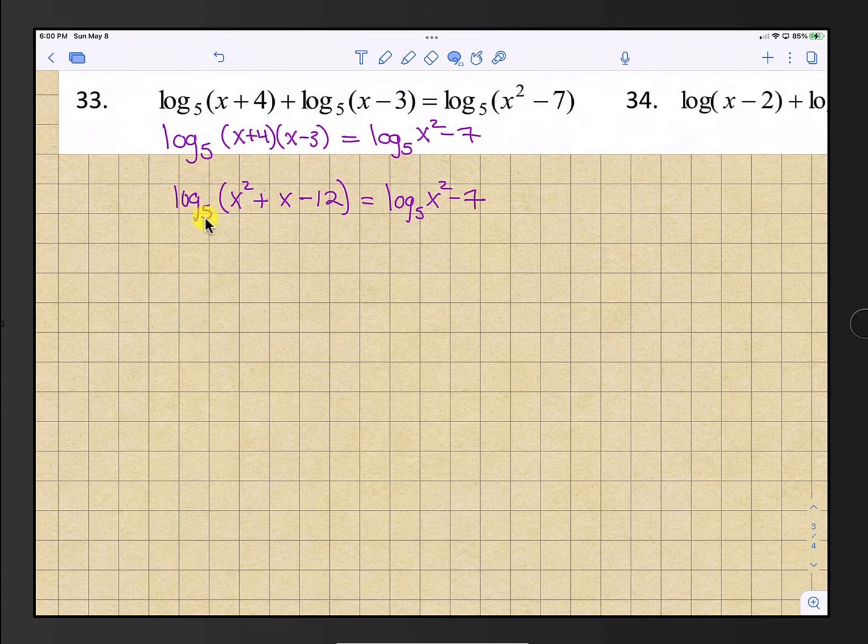Now we have log base 5 of something equals log base 5 of something else. So now we can drop the logs. So x squared plus x minus 12 equals x squared minus 7. If we subtract x squared from both sides, those x squareds would cancel out on both sides. Then we would have x minus 12 equals negative 7. Adding 12 to both sides, we get x equals 5.